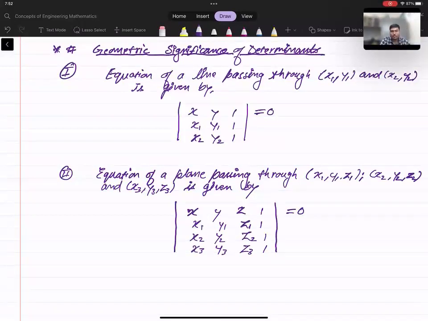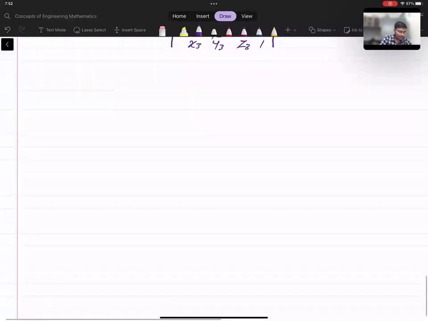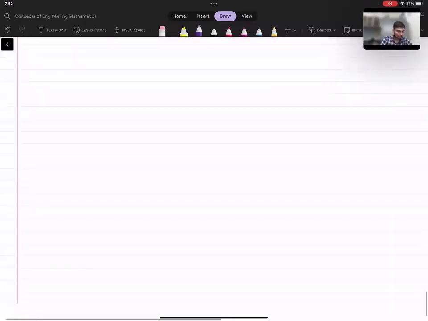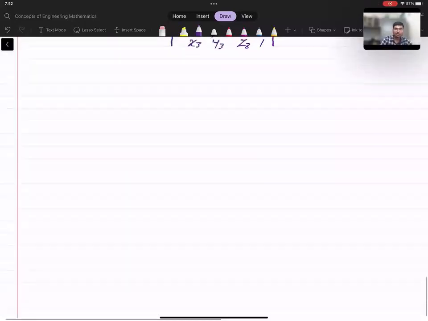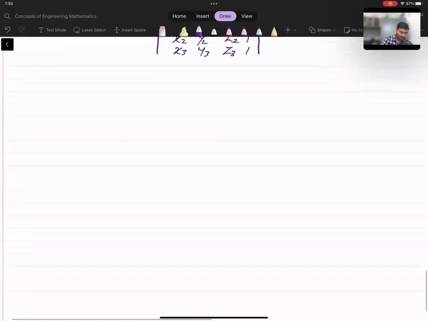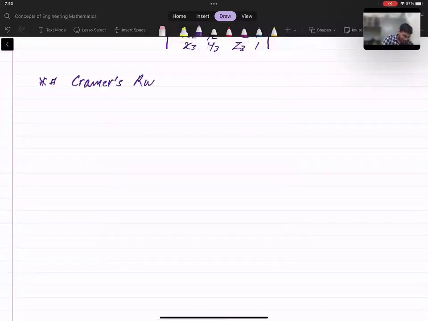So in this way, the equation of a line in 2D or the equation of a plane in 3D can be determined using determinants. One more application of determinants is in solving simultaneous equations. Let us see this for a system of equations in three variables. The process of solving these equations using determinants is known as Cramer's rule. So we'll now see Cramer's rule.